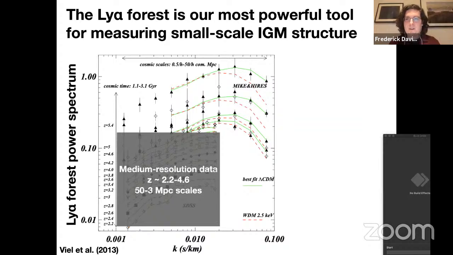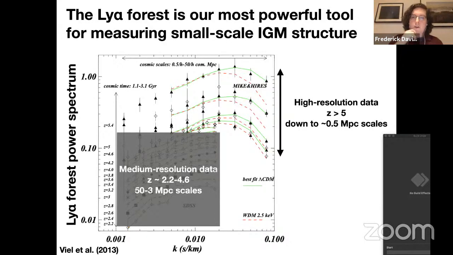Large spectroscopic surveys with Sloan have nailed down what this power spectrum looks like on intermediate scales. And there've been some works to push this to higher resolution, either with very high resolution Echelle spectrographs or moderate high resolution like X-Shooter. The thing I want to point out in this fairly complicated plot is the power spectrum, the strength of fluctuations in that Lyman alpha forest at various scales, going from large scales on the left to small scales on the right.